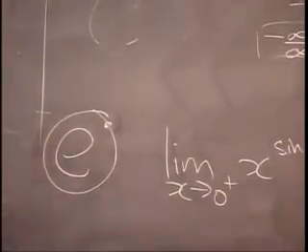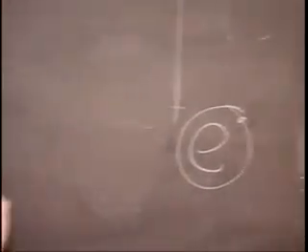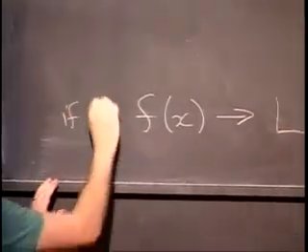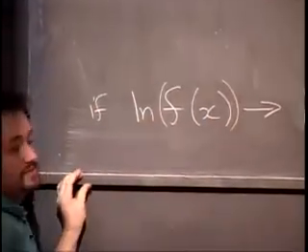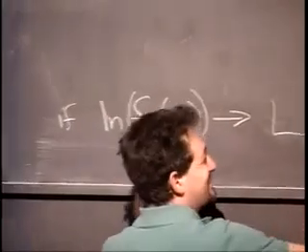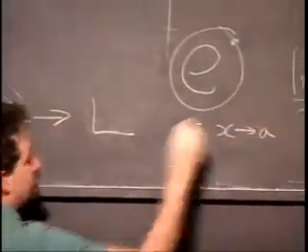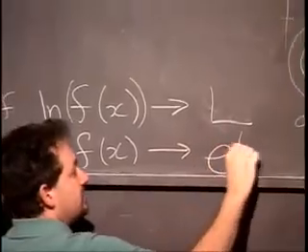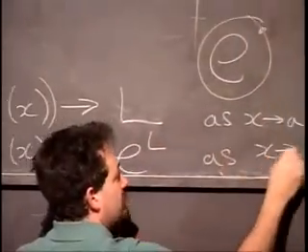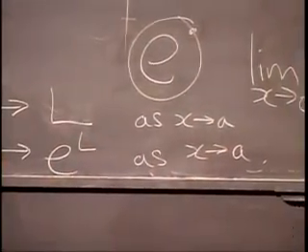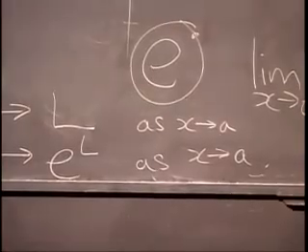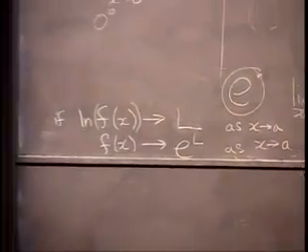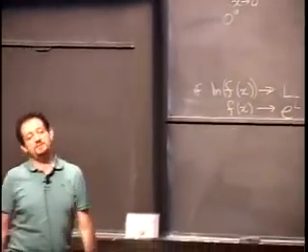Another way of looking at it is, in general, if log of f of x goes to L as x goes to some number a, then f of x goes to e to the L as x goes to a. So there's our general technique. When we have this stuff to the stuff, we take log of it, find that limit, get the answer, and then say that the original limit is e to the power of that answer.